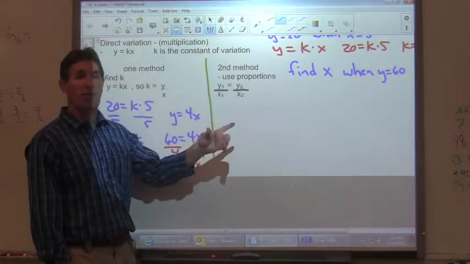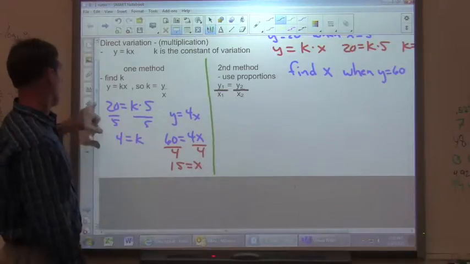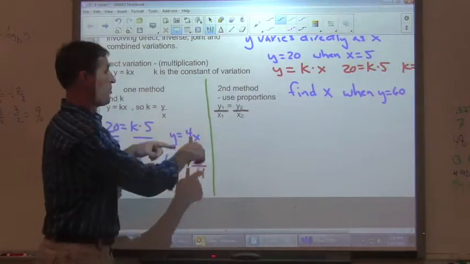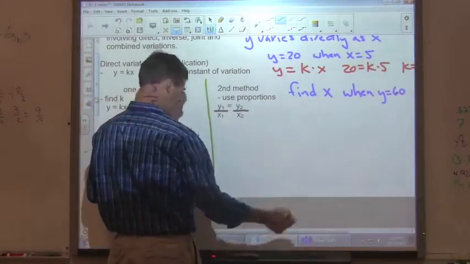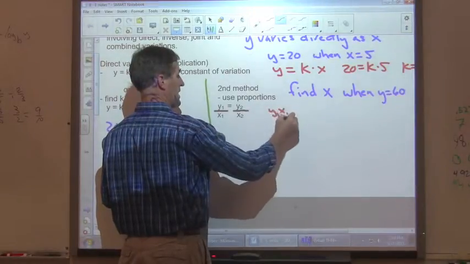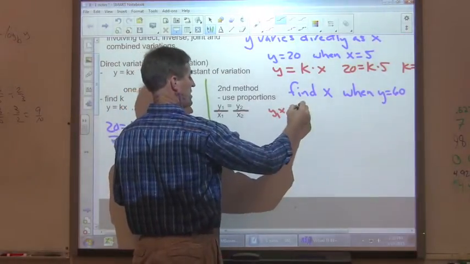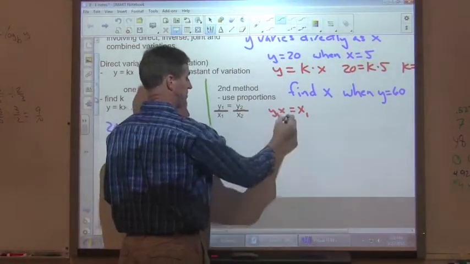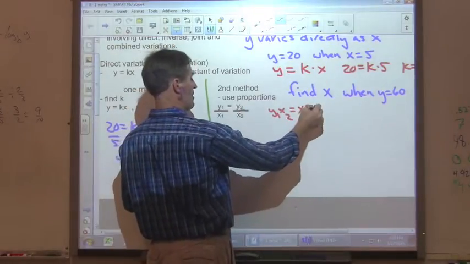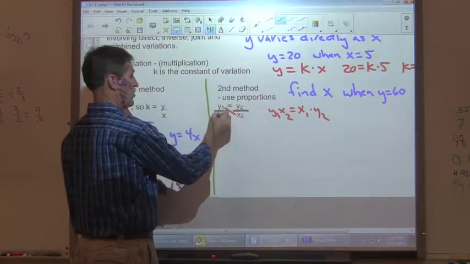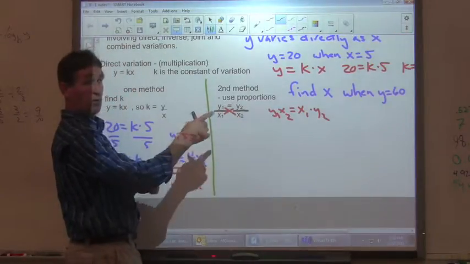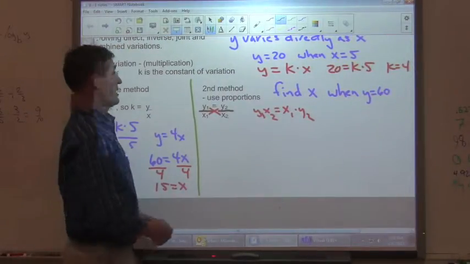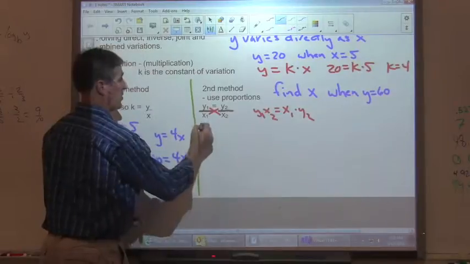Another way we can do the same problem is we can go through the problem and use proportions to solve it. Because remember, when you have proportions, you cross multiply it to solve. So I could write this as y1 over x1 equals y2 over x2, which gives y1 times x2 equals x1 times y2. So we simply cross multiply to get a proportion. They have to be equal. So if we go back to this problem now, we're going to use this proportion.